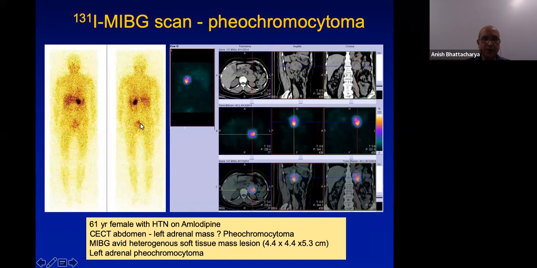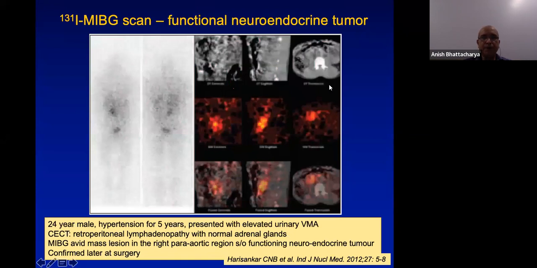So there is an MIBG-avid mass lesion, which confirms the diagnosis. You can combine this, this is a SPECT-CT image. So you do tomographic gamma camera imaging superimposed on the CT. You can get a precise location. This is the left adrenal showing high concentration of MIBG. So a left adrenal pheochromocytoma is confirmed.